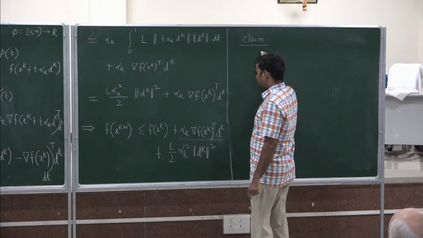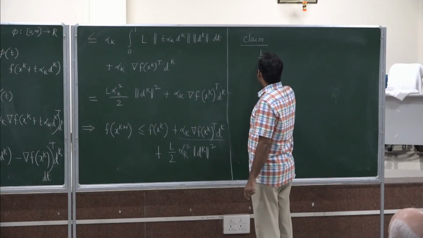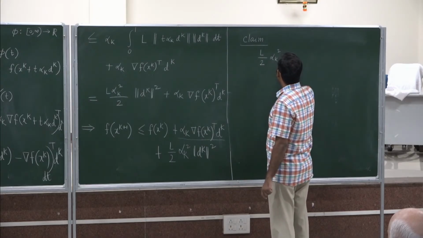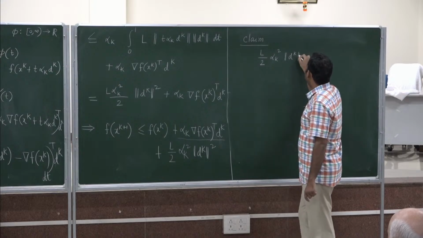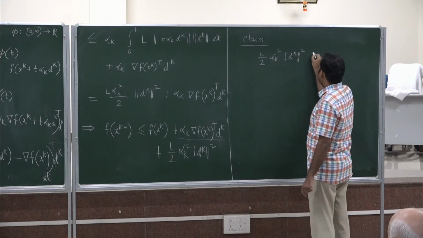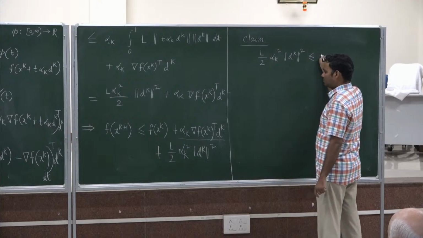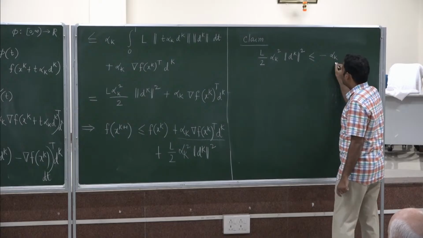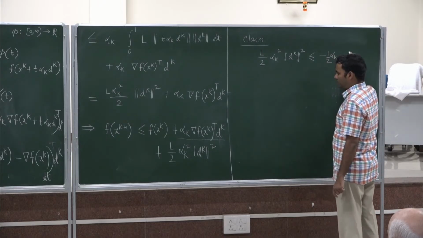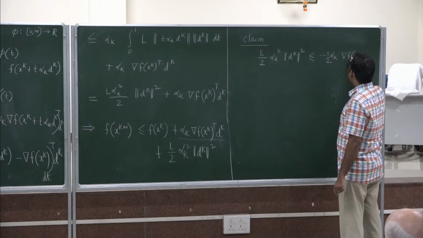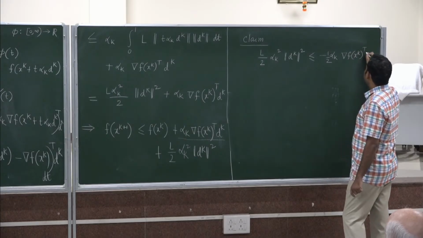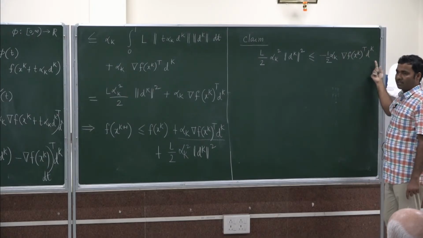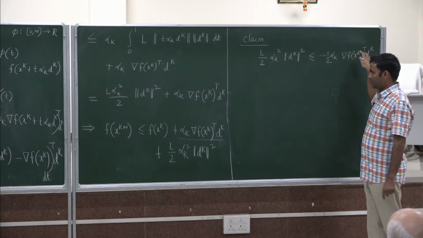We claim that we have L by 2 alpha k square norm dk square is less than equal to minus half of alpha k, gradient of f(xk) transpose dk. This term is positive because dk is a descent direction, and therefore this term is positive.